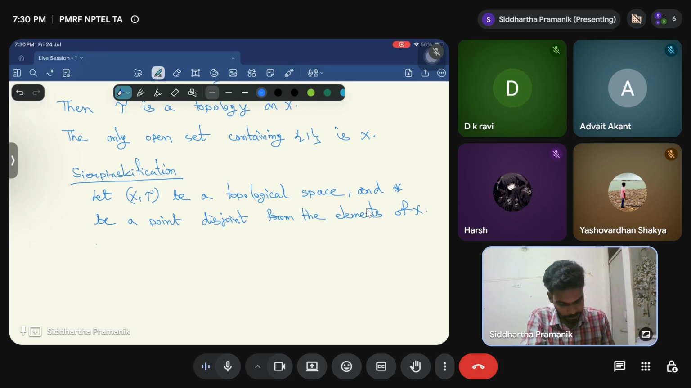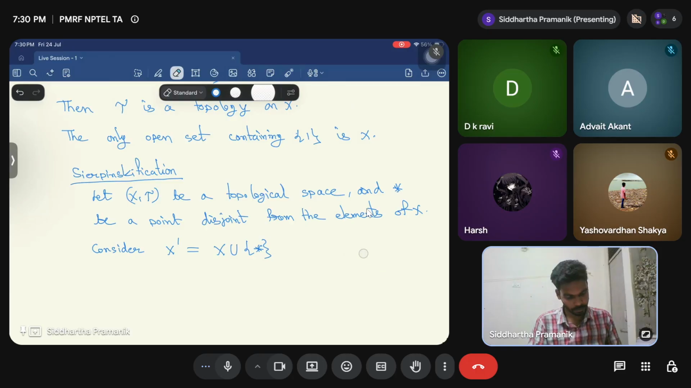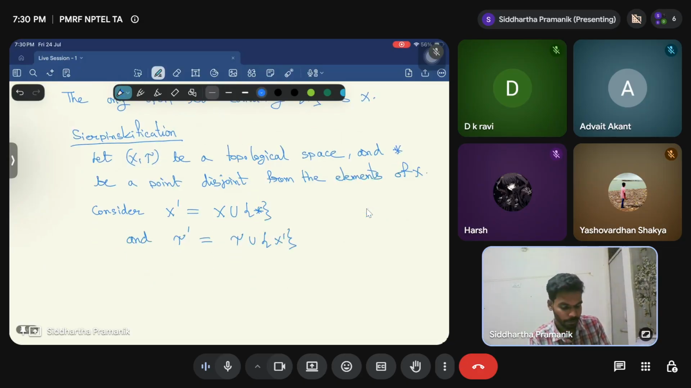Okay, now consider, let's say, X prime as X union star, or sometimes people use disjoint union, X disjoint union star, but let's not confuse ourselves for the time being, and define tau prime as tau union X prime. Then you can check this tau prime is a topology on X prime.